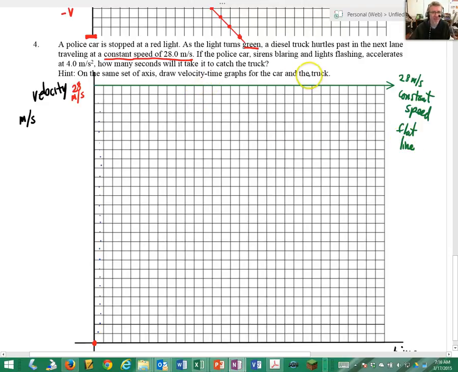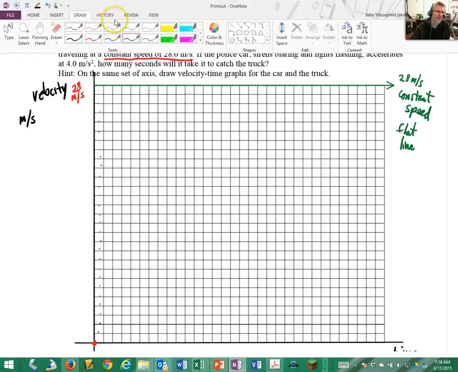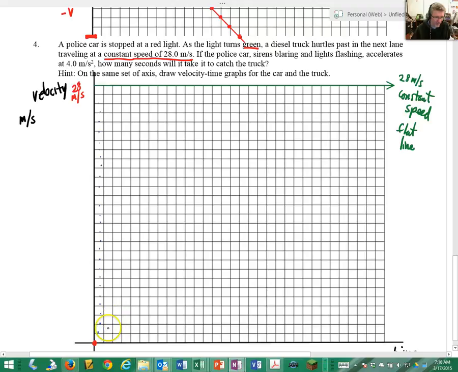All right. If the police car accelerates at 4 meters per second, how many seconds does it take to catch the truck? So what you do is, here is one way to interpret 4 meters per second. So this is 1, 2, 3, 4 meters per second. That means every second the police car is going 4 meters per second faster. So it's just over 1 up 4 every second. Over 1 up 4. Over 1 up 4.